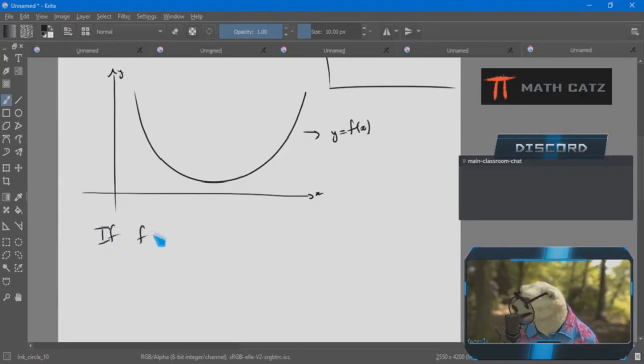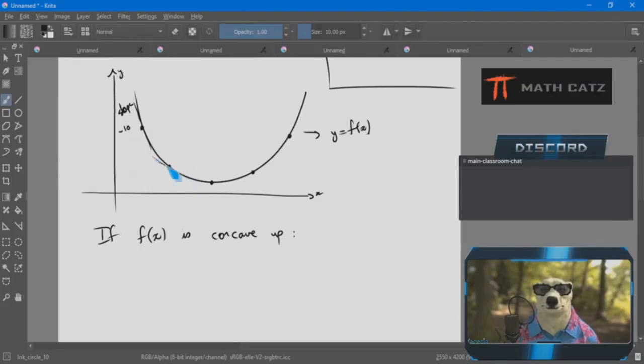If f of x is looking like this, concave up, what can I say about the slope values? Well, let's take some points of interest here. Let's take this point, and this point, and this point, and this point, and this point. Of course, there are many. I'm just taking some of them. And let's look at some tangent lines here. This tangent line over here, maybe its slope, it's pretty negative, right? It's pretty steep. Let's say it's -10.